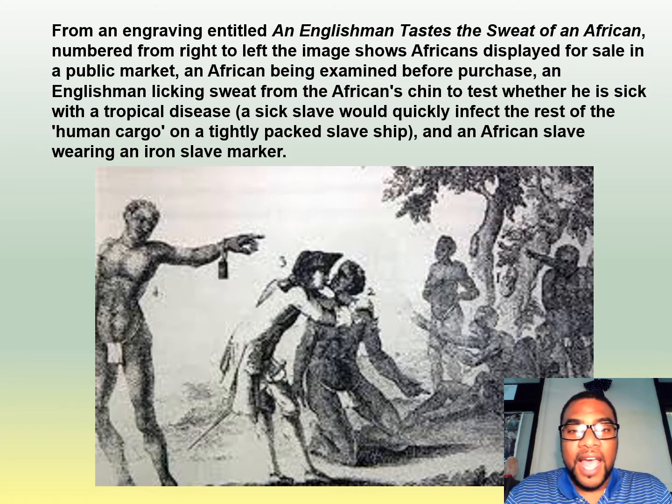From an engraving entitled "An Englishman Tastes the Sweat of an African," numbered from right to left, the image shows Africans displayed for sale in a public market. An African being examined before purchase, an Englishman licking the sweat from the African's chest to test whether he is sick with a tropical disease. A sick slave would quickly infect the rest of the human cargo on a tightly packed slave ship, and an African slave wearing an iron collar in the slave market.